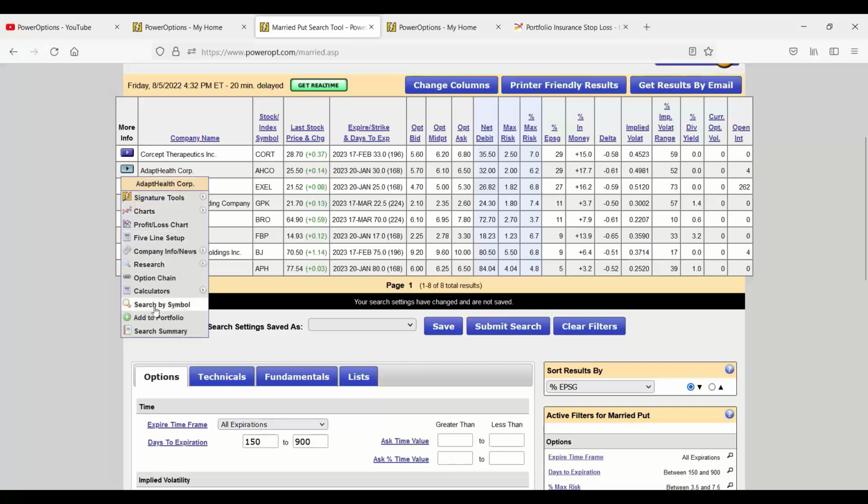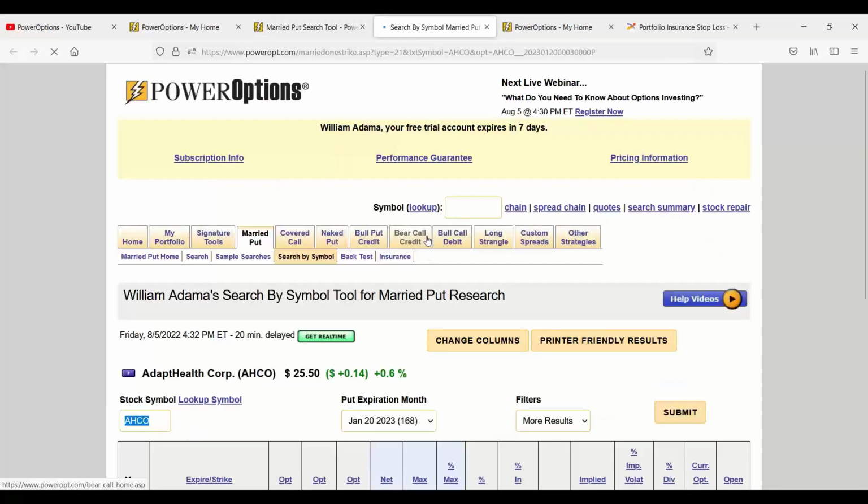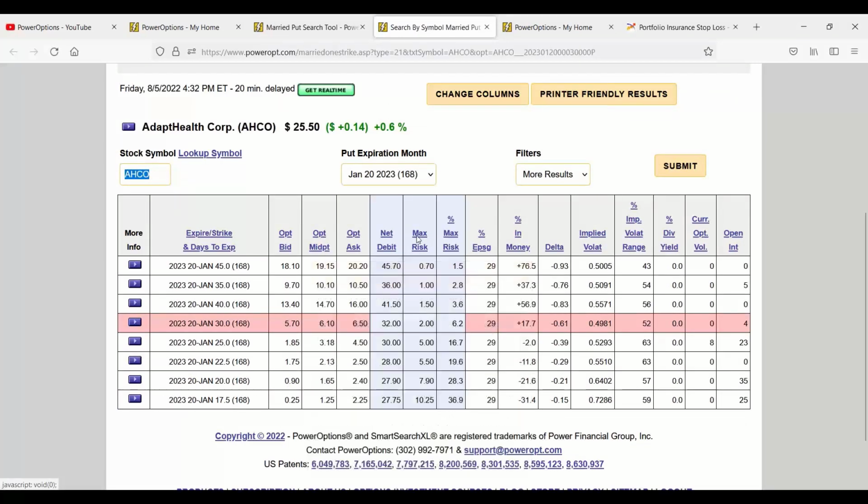But let's go now to the search by symbol tool from the search, and it'll show us all the positions in that expiration for Adapt Health, excuse me. So that's good. That's right in my wheelhouse. A good 17% in the money. You know, it's a $25 stock and it only offers 5-point strike differences. So I should have maybe used a different example. We will do another one. But the lowest risk here is a great 1.5% risk with the January 45 put. It has a higher price, but most of that is intrinsic value. The maximum risk that we're seeing is just the time value.